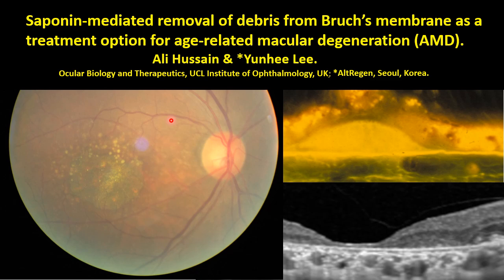The underlying problem in AMD appears to be the accumulation of debris within Bruch's membrane, and in vitro work suggests that surfactant molecules called saponins may be able to disperse these deposits, improving the functional aspects of the membrane. I will then present some pilot data on the potential usefulness of saponins for intervention in AMD.